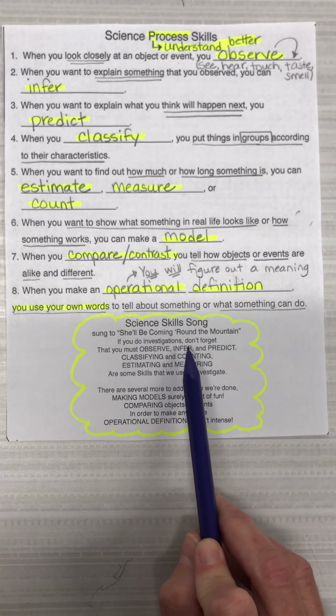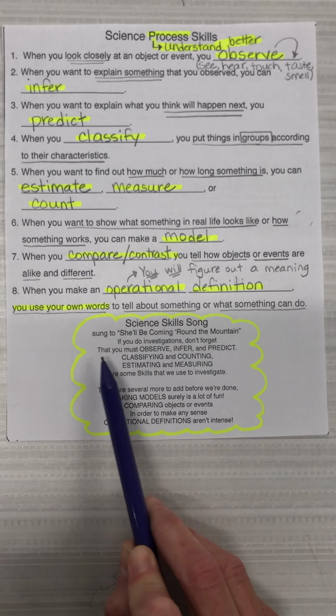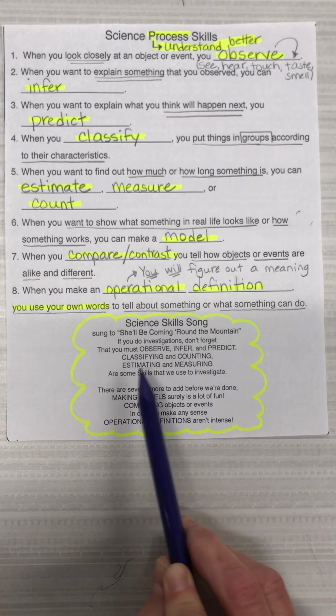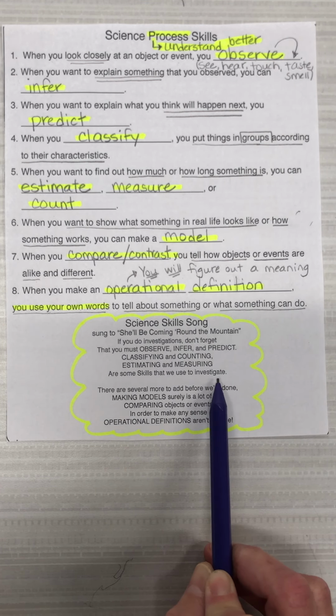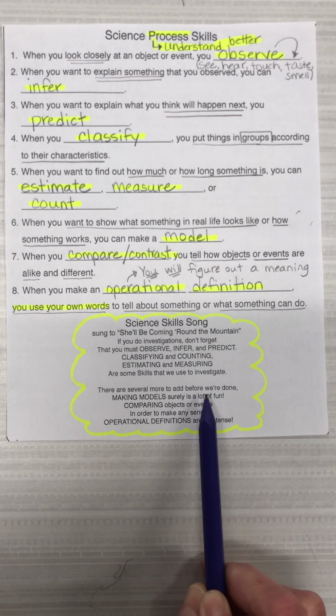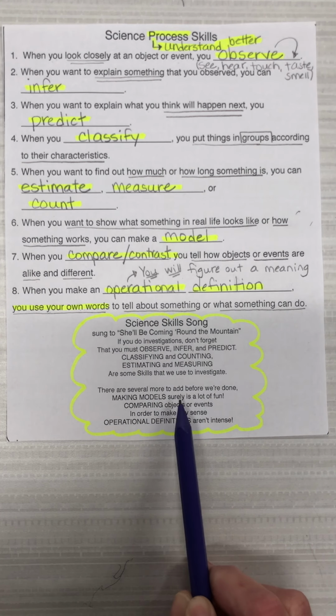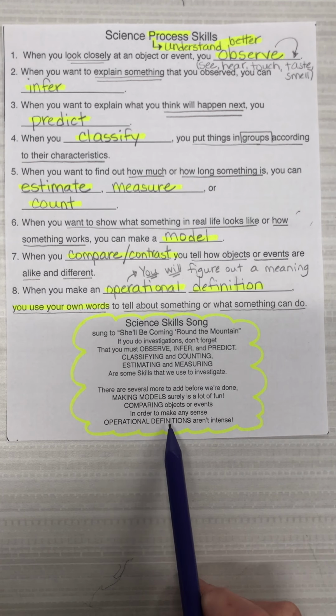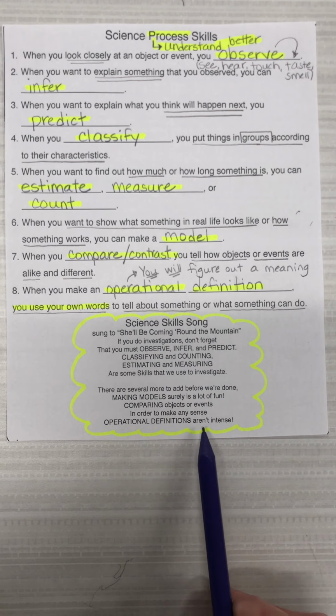If you do investigations, don't forget that you must observe, infer, and predict. Classifying and counting, estimating, and measuring are some skills that we use to investigate. There are several more to add before we're done. Making models surely is a lot of fun. Comparing objects or events in order to make any sense. Operational definitions aren't intense. Yee-haw!